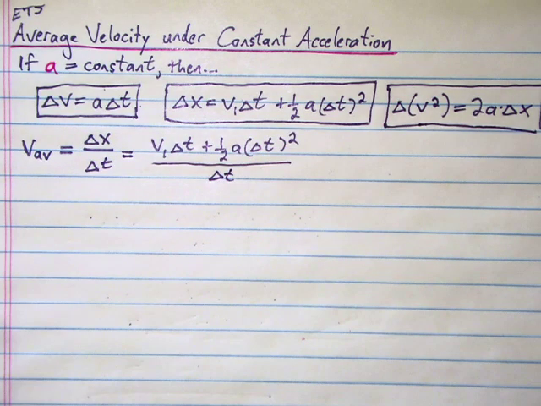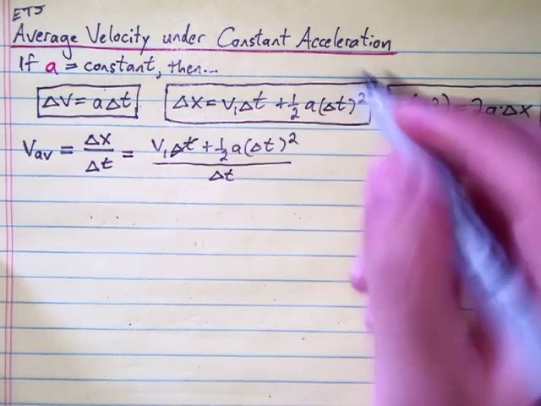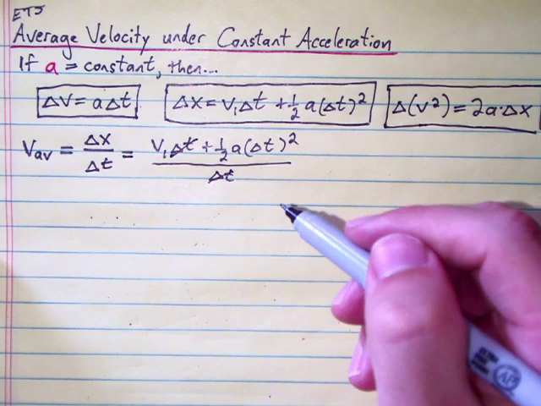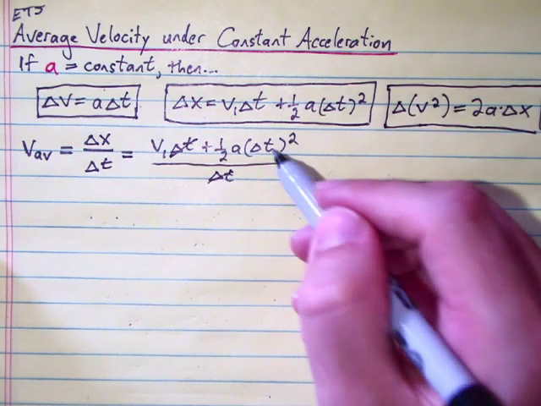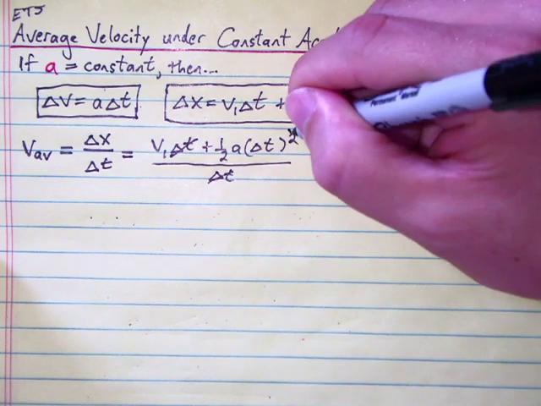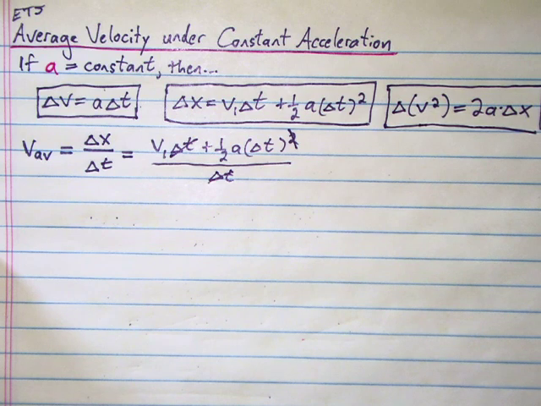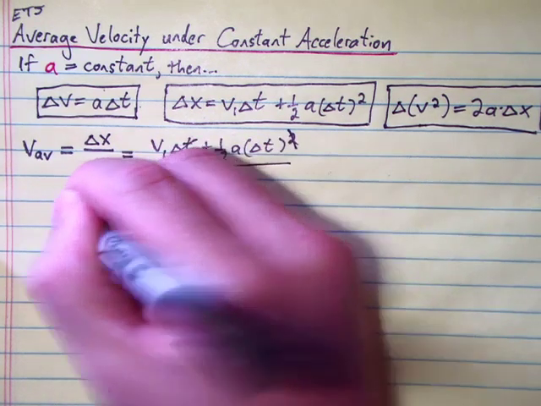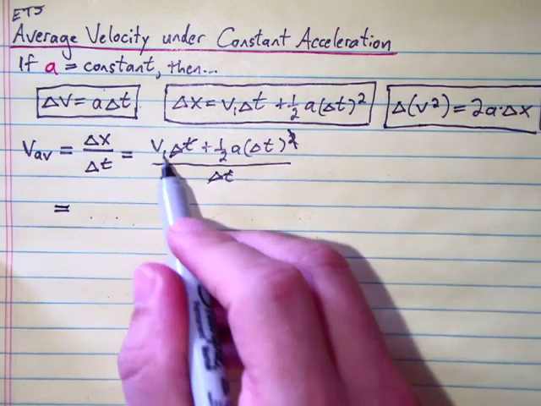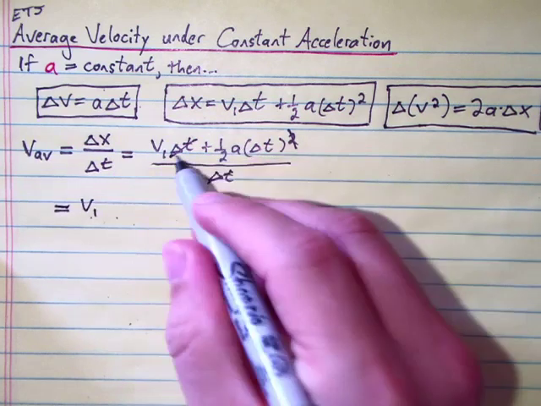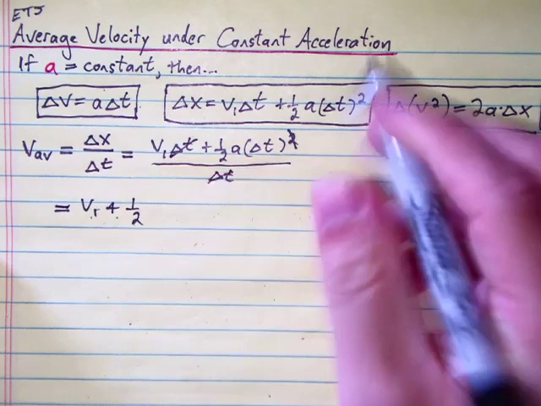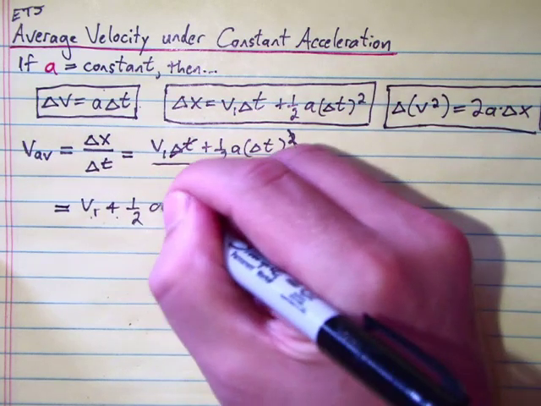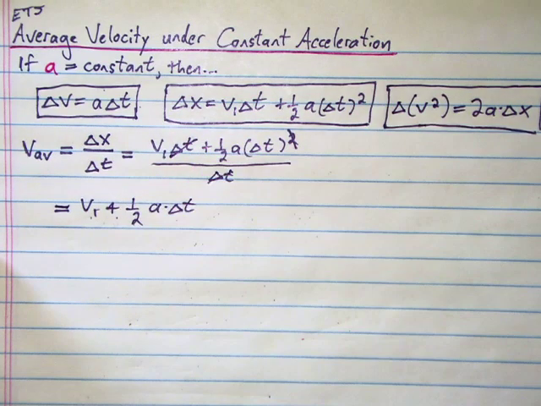Okay, I can cancel out some things here. Delta t on top cancels delta t on bottom, and this delta t squared, one of those delta t's cancels out with that delta t on bottom, so I can drop the squared, and rewrite this as v average equals v1 left there, plus 1/2, and this is a times delta t left there.